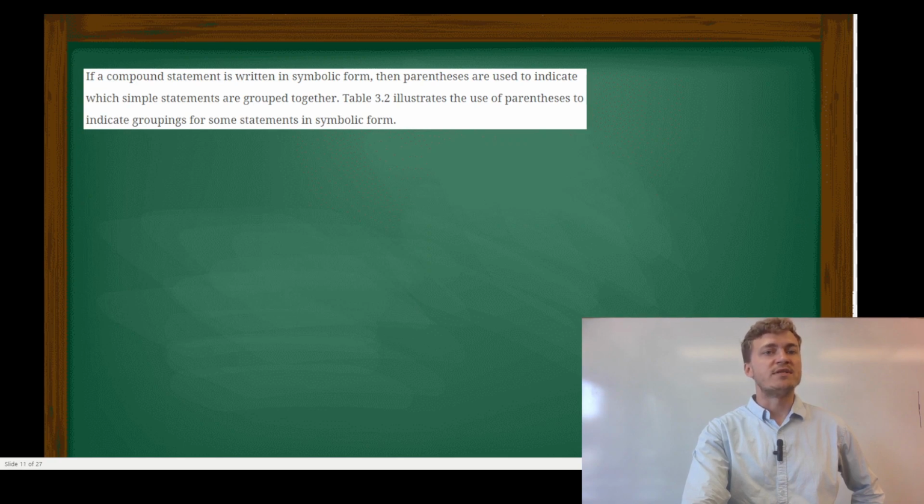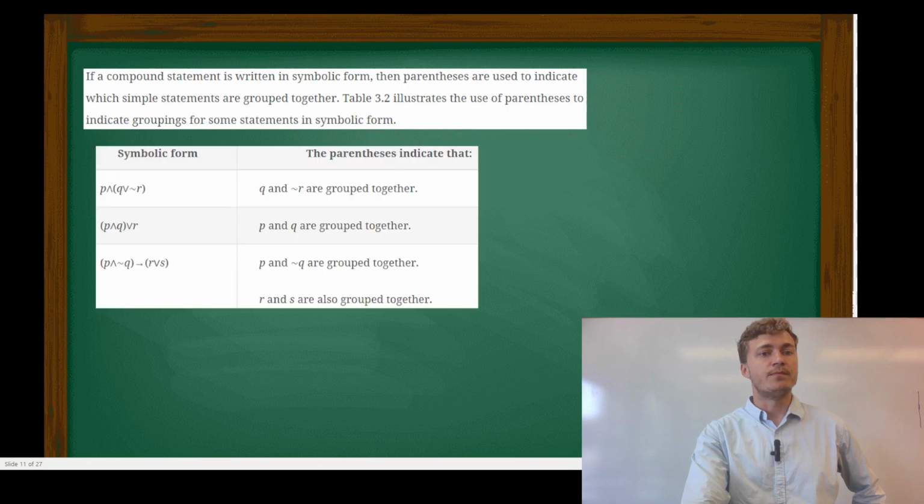If a compound statement is written in symbolic form, then parentheses are used to indicate which simple statements are grouped together. The following table illustrates the use of parentheses to indicate groupings for some statements in symbolic form. For example, our symbolic form P and (Q or not R) says that Q and not R are grouped together because they're inside parentheses. P and Q or R, well, P and Q are grouped together. P and not Q implies R or S. In this case, P and not Q are grouped together. R and S are grouped together.